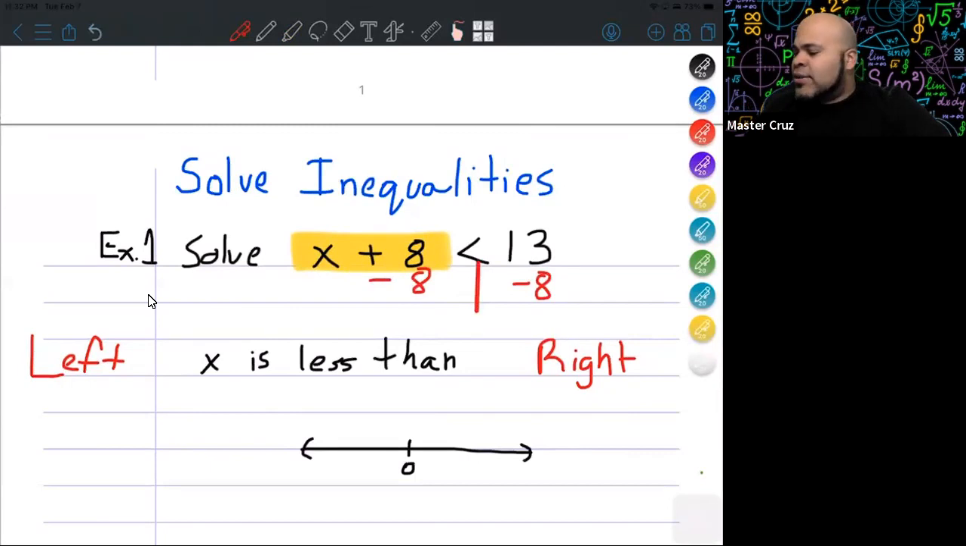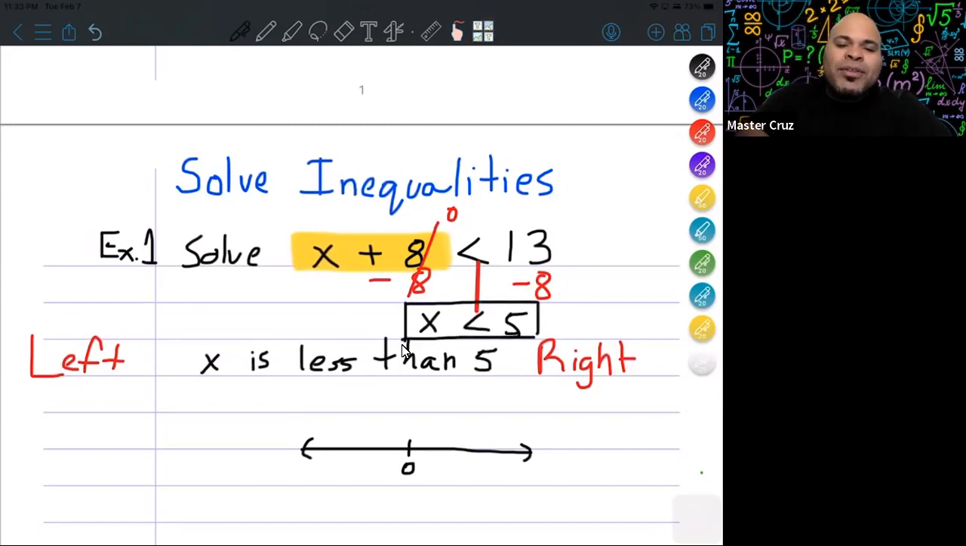So when I do that, 8 minus 8 goes to 0. X comes by itself, it comes down. You rewrite the inequality symbol just like if it was an equal sign, and you simplify 13 minus 8, 5. So I have that x is less than 5. So I could complete this here and say this is less than 5.